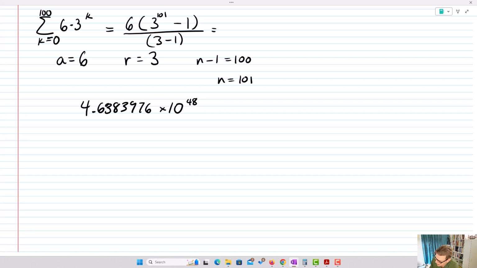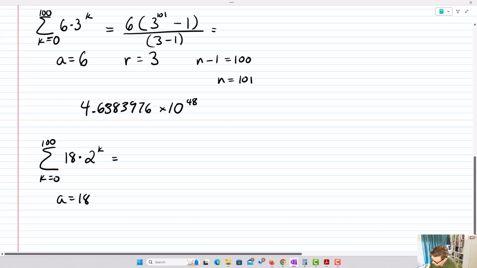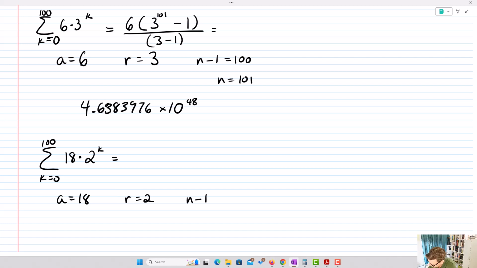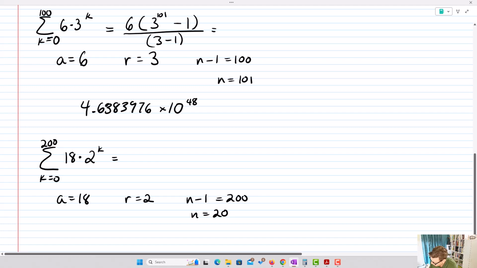All right, let's take another shot at this. Let's say, for example, I had the sum k equals 0 up to 100, and I have 18 times 2 to the k. Well, now I've got a equals 18, I've got r equals 2, and n minus 1 is equal to 100. I probably should have chosen a different one. Let's choose 200. There you go. Doesn't matter, but there you are. So now n would equal 201.